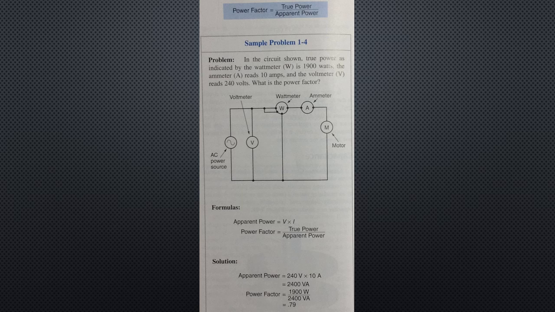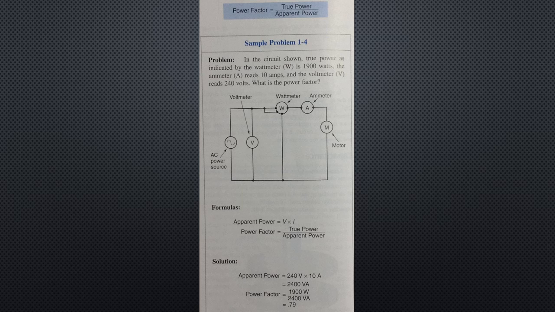The apparent power is determined by measuring the voltage with a voltmeter, the current with an ammeter, and then multiplying the actual readings. True power, on the other hand, is measured with a wattmeter. Then, to find the power factor, the following formula is applied, where the power factor equals true power divided by apparent power.